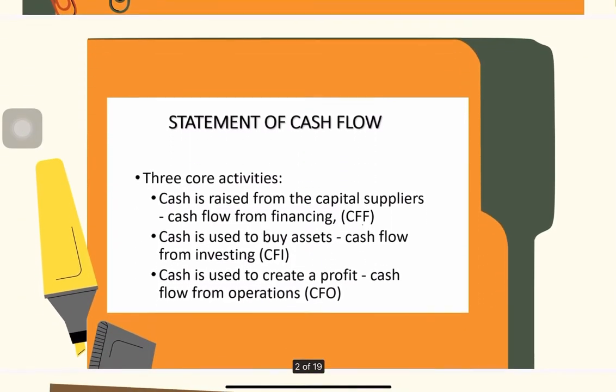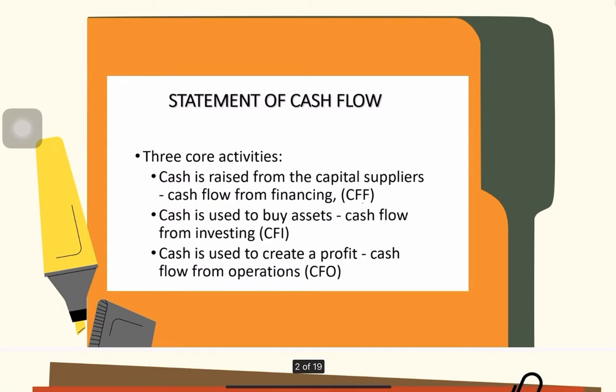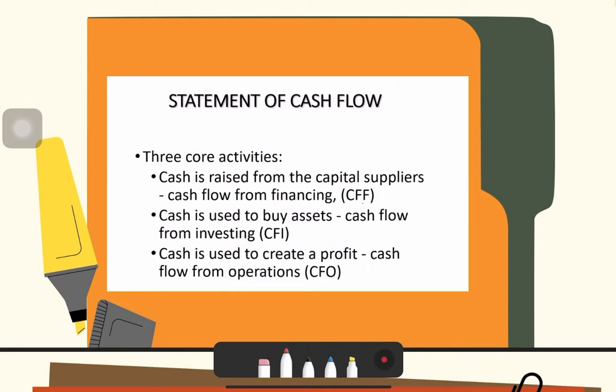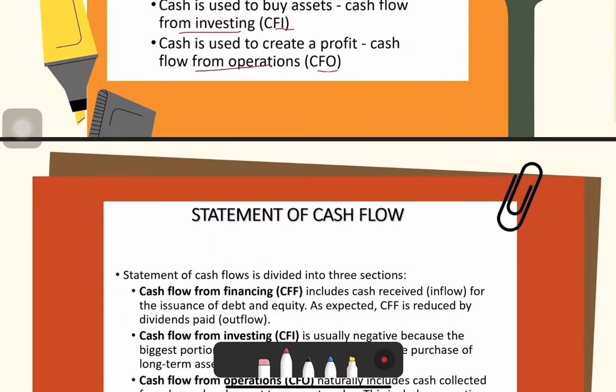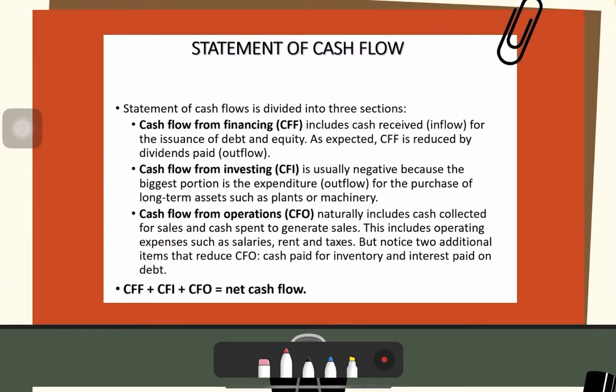So let's have a look at the slide. Some of these slides have been shared with you in the previous week. For the statement of cash flow, there are three core activities that would be recorded: cash flow from financing, CFF, cash flow from investing, and cash flow from operation, CFO. So we know that the statement of cash flow is divided into three sections, as I mentioned before.